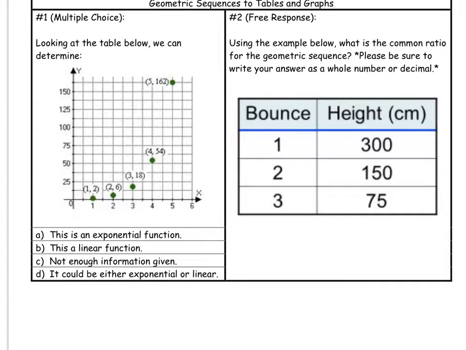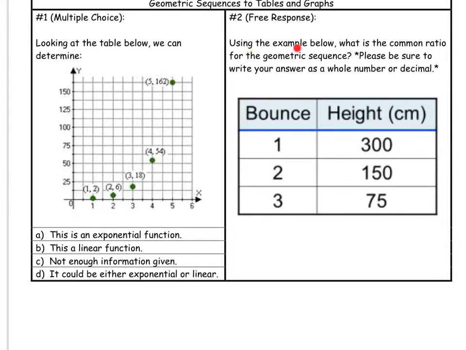So here are your 2 Google form questions. Looking at the table below, we can determine, is this an exponential function? Is it a linear function? Do we not have enough information? Or it could be either an exponential or linear. So again, you want to take a look at the shape of the graph. Is it an exponential function, which curves, or a linear function?